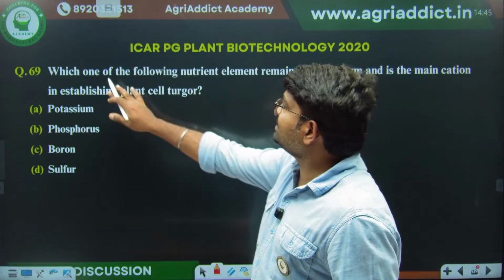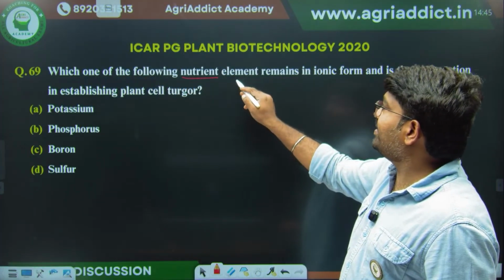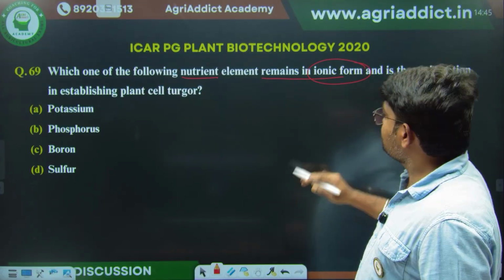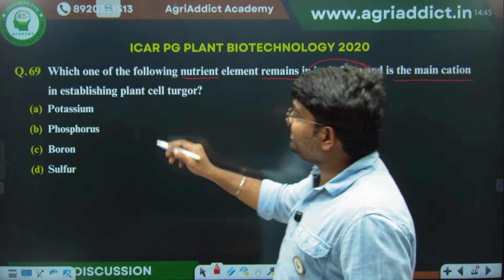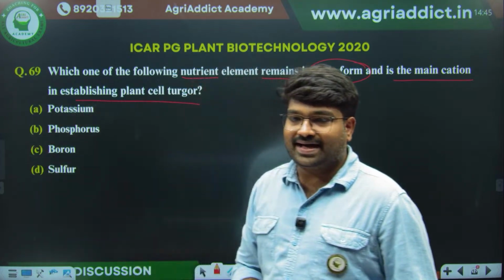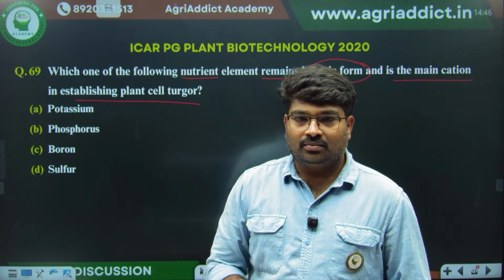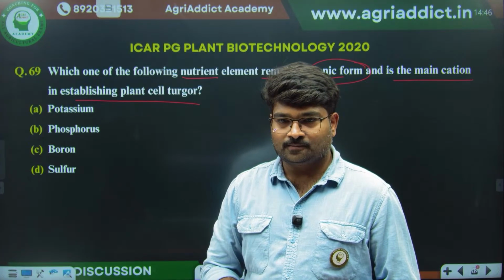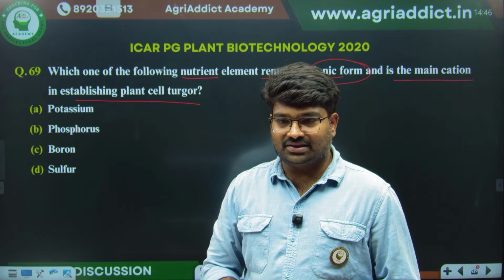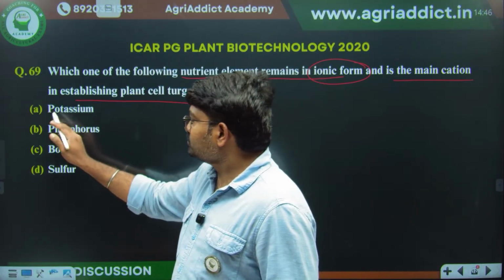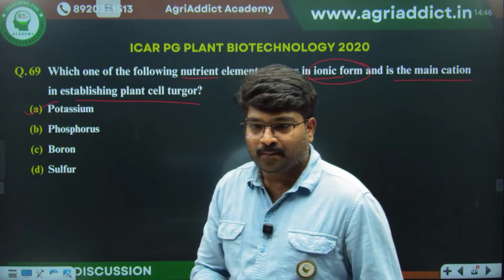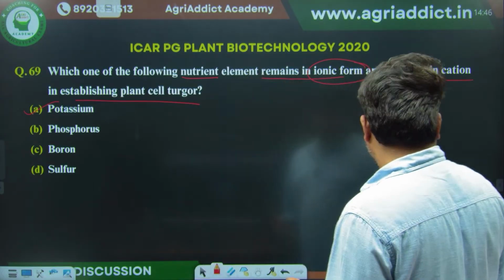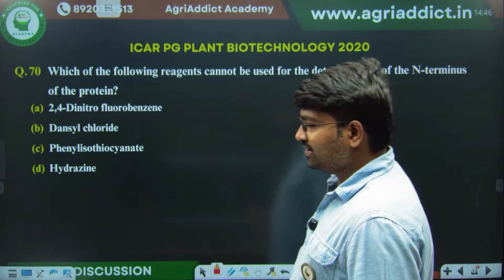Which of the following nutrient elements remains in ionic form and is the main cation establishing plant cell turgor? For plant cell turgor maintaining, which mineral nutrient is essential? Yes, very good. Potassium. Potassium is essential for maintaining the plant cell turgor.